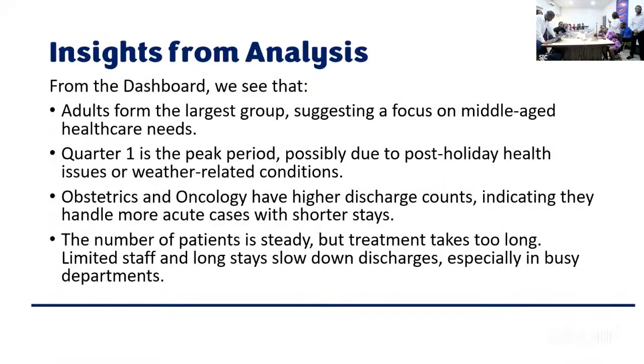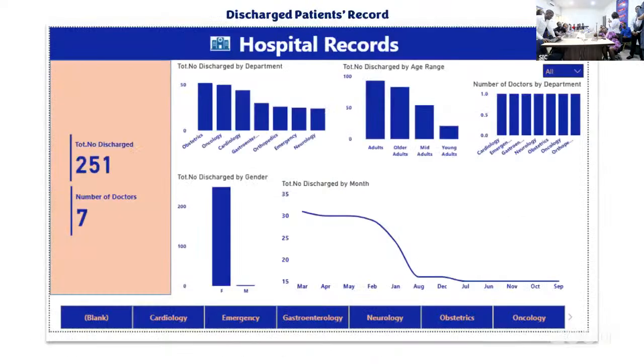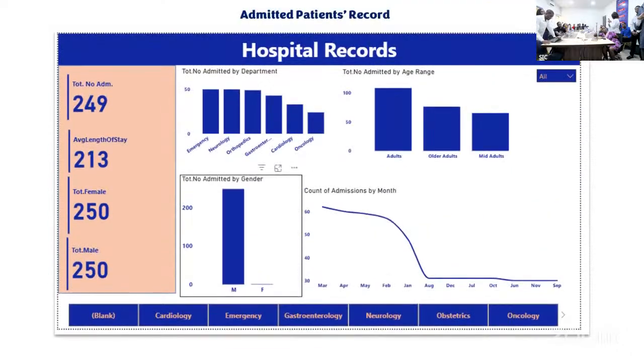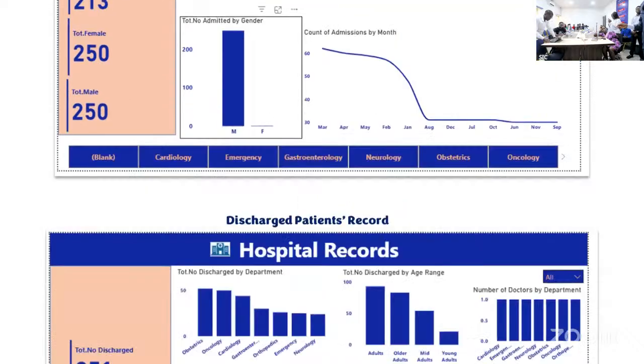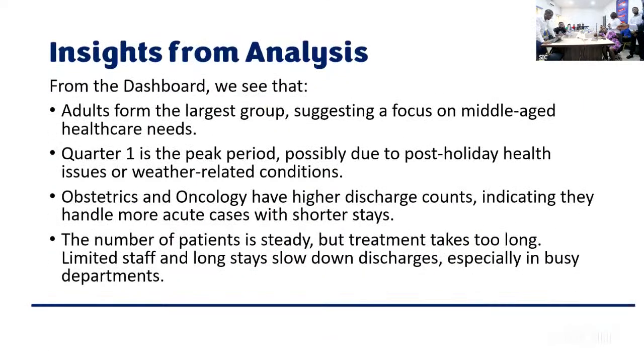The insights that we draw out from the analysis. First of all, we see that the adults form the largest group. Going to the first dashboard slide, we see that adults form the highest part of the patients in the hospital. This tells us that the hospital admits more adult patients. Next slide, please. You can also see that most of the admitted patients are adults, suggesting a focus on middle-age healthcare needs.